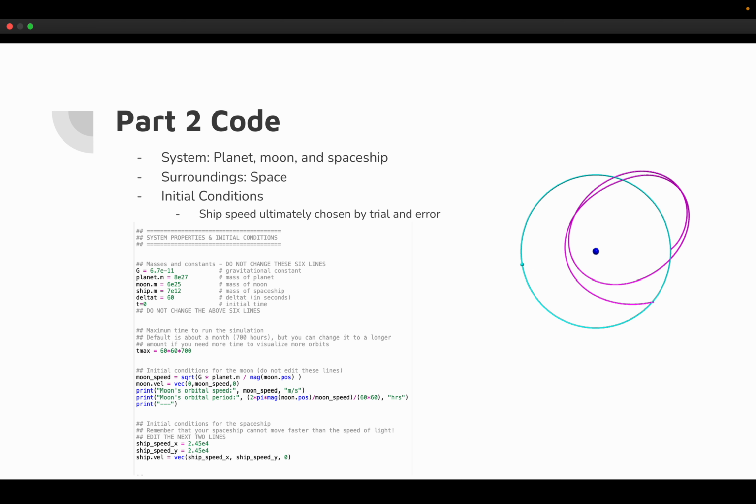For part 2, my slide defines the system as the moon, the planet, and the spaceship. Surroundings are space. The ship's initial speed is ultimately chosen by trial and error to achieve a close pass that avoids a bound orbit. The speed is part of the initial conditions, which also contain the gravitational constant, the planet, moon, and ship mass, and the given time increments.